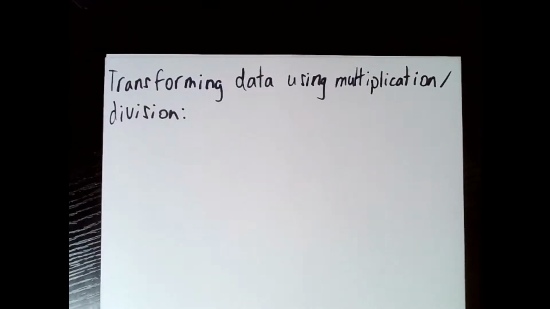So in the last video, we talked about transforming data using addition and subtraction. And now we're going to talk about transforming using multiplication and division. We're also going to put the two together with an example by the end of this video.